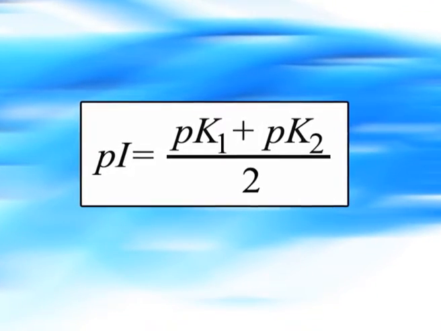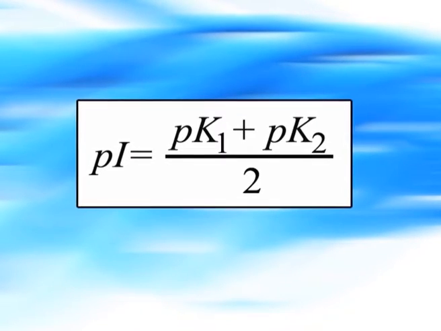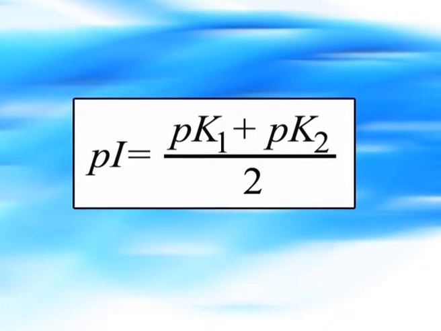Isoelectric point pI is the pH at which a particular molecule or a surface is electrically neutral. That means in an amino acid, both the carboxylic acid group and the amino group can donate protons. pI is calculated as pK1 plus pK2 divided by 2.